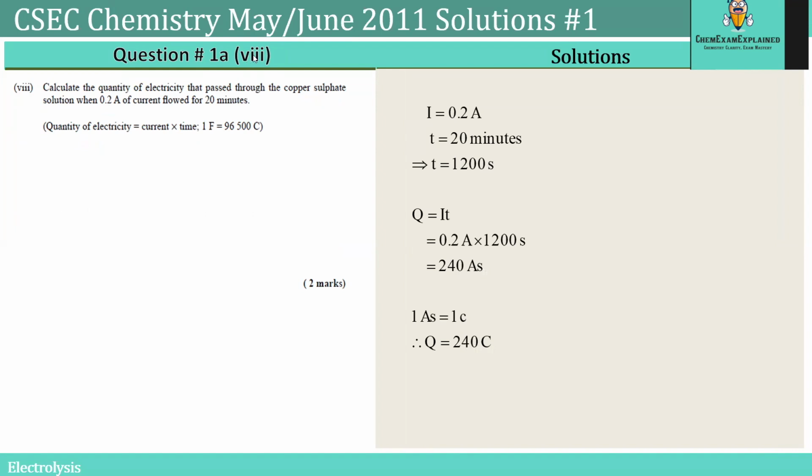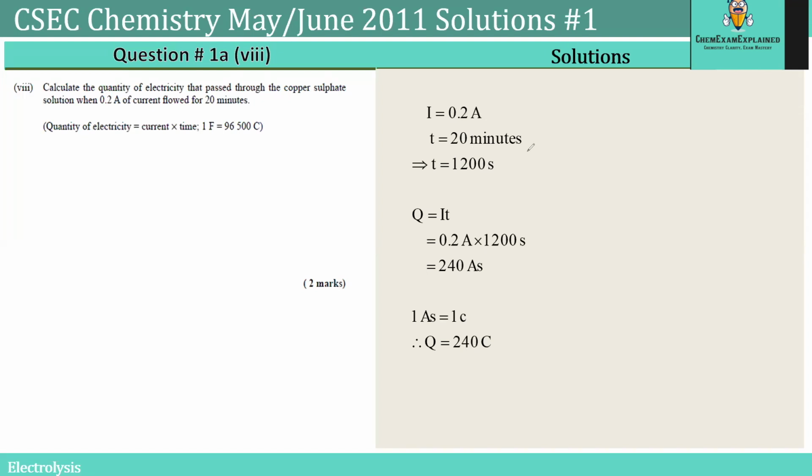1a part 8. Calculate the quantity of electricity that passed through the copper sulfate solution when 0.2 amperes of current flowed for 20 minutes. Here we were given the quantity of electricity is equal to the current times time, and 1 Faraday is equal to 96500 coulombs. So the first thing we're going to do is to write down the information we have, and we have the current equal to 0.2 amperes.